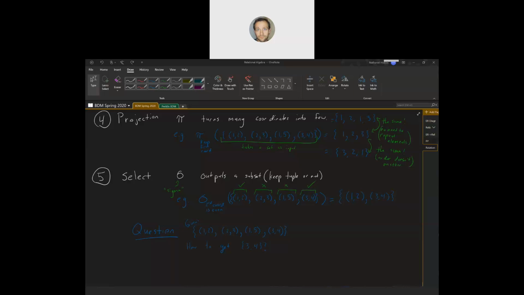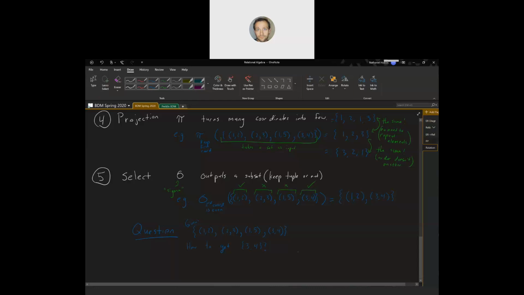How to get just the last element? No. If I wanted just the last element, I would write that this way, because that's an element of dimension 2. I want a set with 2 elements: element 3, element 4. Sigma, sum of coordinates equals 7. Okay.